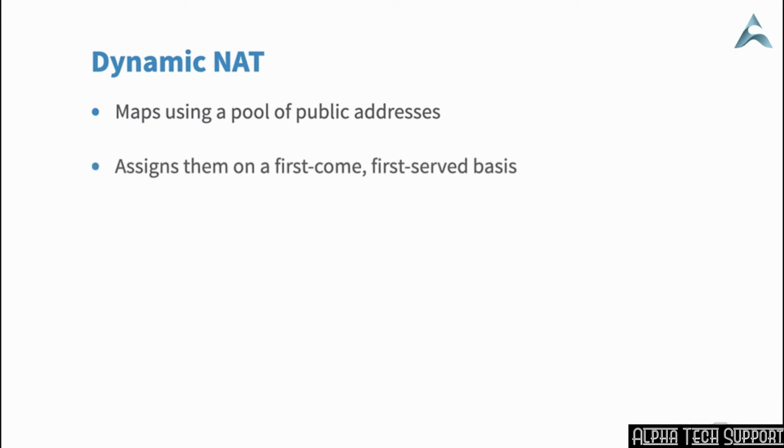Unlike static NAT that provides a permanent mapping between an internal address and a specific public address, dynamic NAT maps a private IP address to a public IP address using a pool of addresses and assigns them on a first-come, first-served basis. When there are fewer addresses available than the actual number of hosts to be translated, dynamic NAT is an option to provide address translation. However, dynamic NAT is a little bit more complex than static NAT.